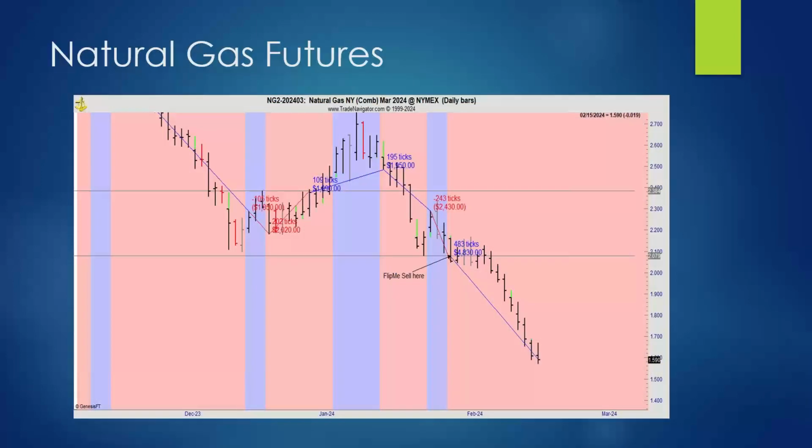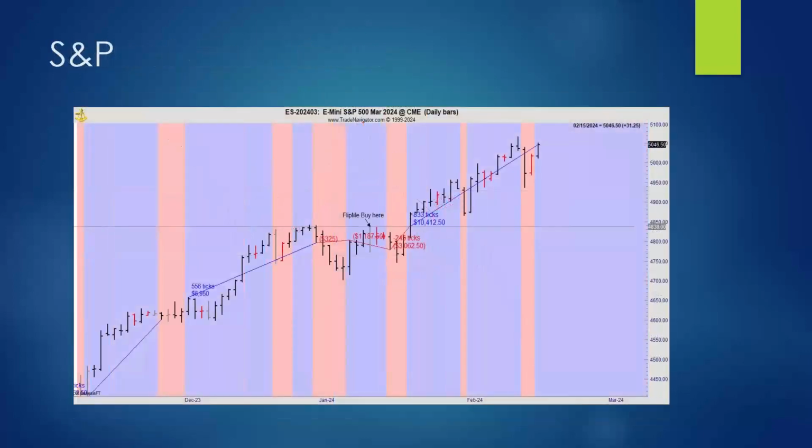Here's natural gas futures. We've been short in this market on the TO3 signals right from the flip me signal that got us short there. And it's showing almost $5,000. That's a nice trade, really is.